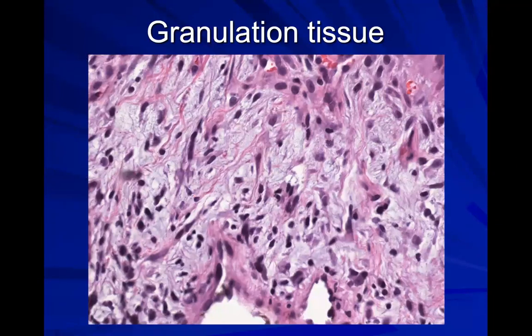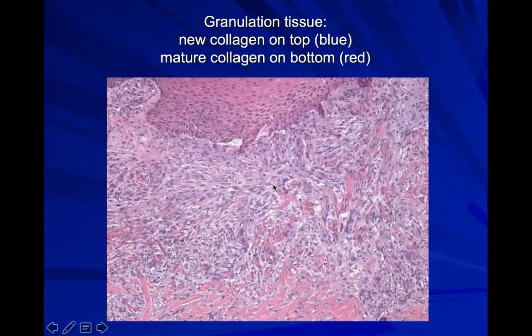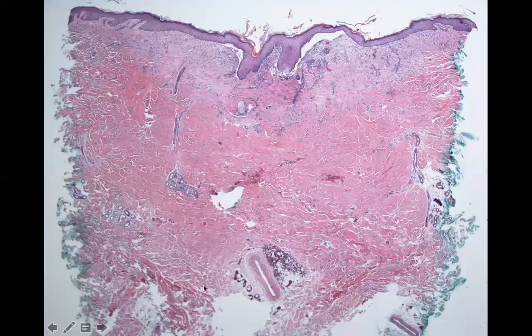Here's an example of granulation tissue. Again, blood vessels, fibroblasts, inflammatory cells. This is a new scar forming. It's still very blue. Your blood vessels are here. Your fibroblasts are forming. Here it's very blue and it's new, and this is mature collagen, which is red on the bottom, okay? I can virtually tell the age of a scar by what it looks like.